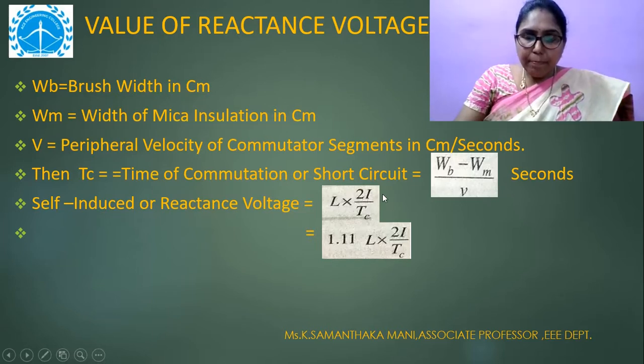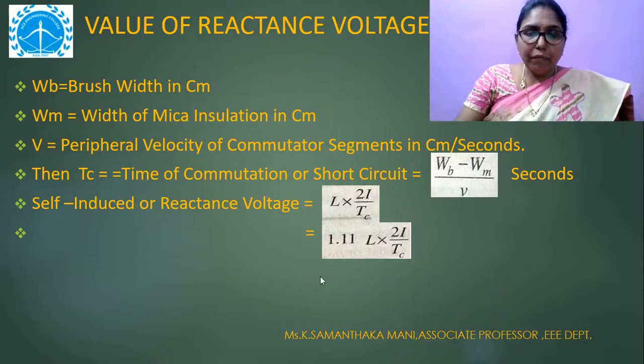So that is why we are getting a rate of change of current of 2I within a time period of TC. Already we mentioned the time of commutation. Within a period of TC, the current has to reverse from plus I to minus I, so the change in the current is 2I. So the reactance voltage is nothing but the self-inductance of the coil into the rate of change of current in a particular time. This can be calculated as L into 2I by TC. This is the formula for calculation of reactance voltage for linear commutation.